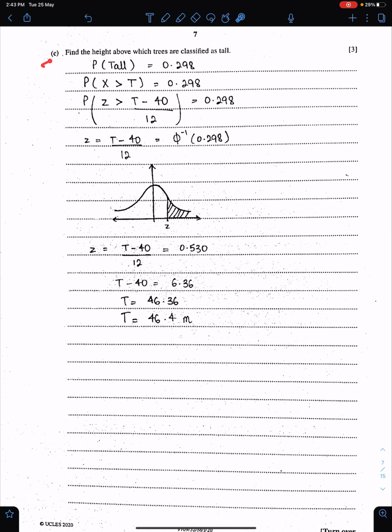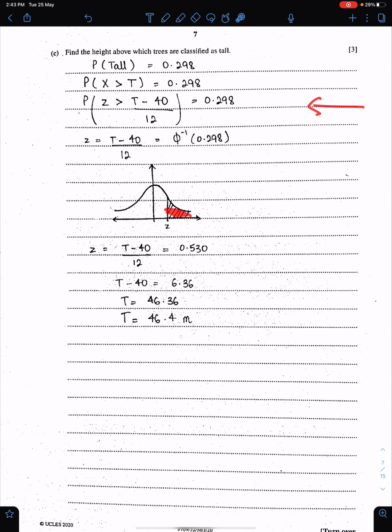Part C. Find the height above which trees are classified as tall. This is so simple. We have the probability for tall trees. So x greater than t is this. Now, when you convert this statement from x into z, you will get this, t minus 40 upon 12. Now, you need to shade this area with respect to this sign of inequality. Since we have greater sign, we will shade this area from upper tail towards lower tail.